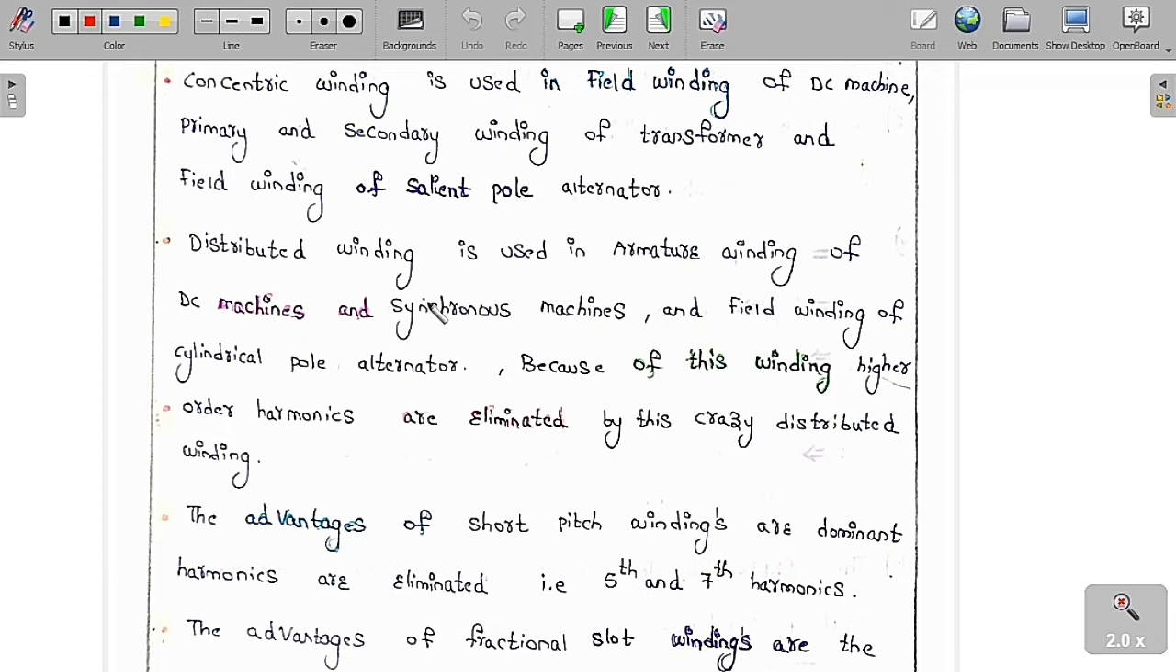So distributed winding is basically used in the armature winding of the DC machine and also the armature winding of the synchronous machine and the field winding of the cylindrical pole alternator. Because of this winding, higher order harmonics are eliminated by this distributed winding.